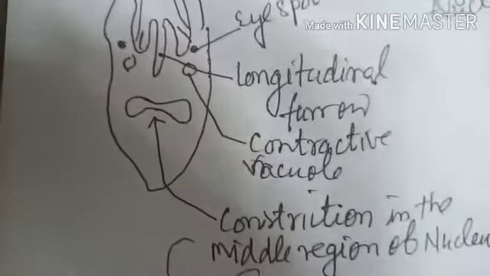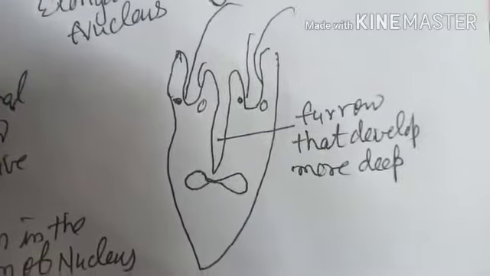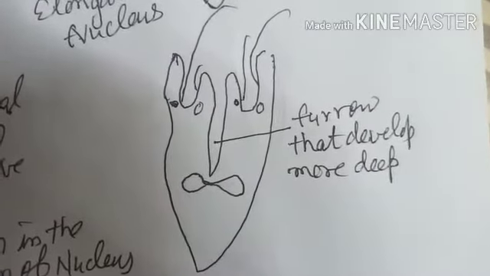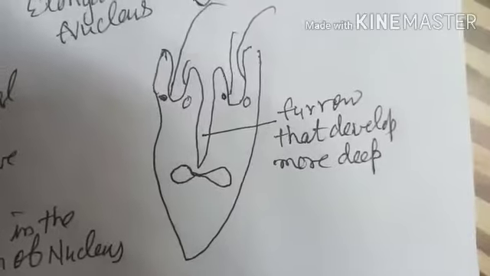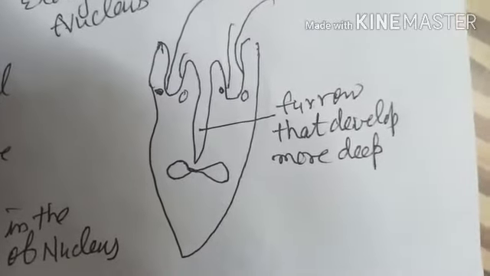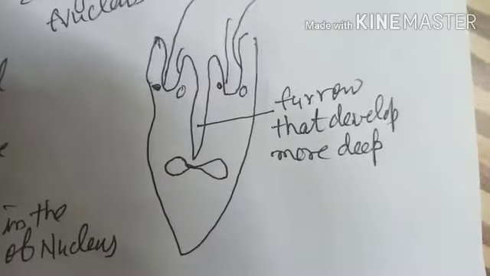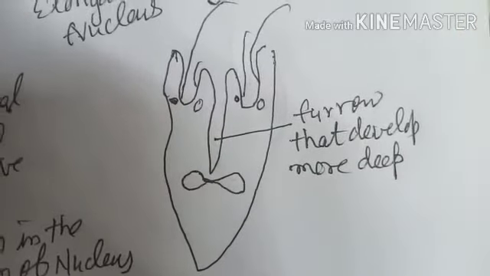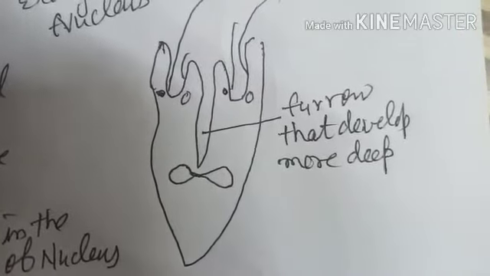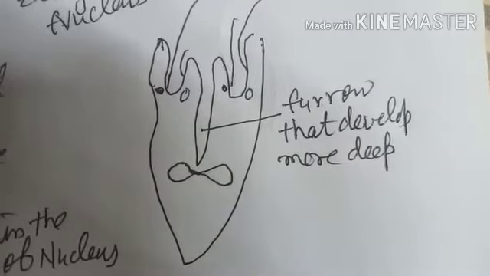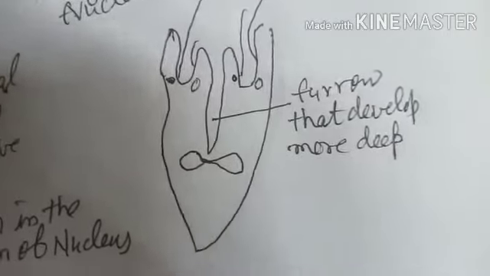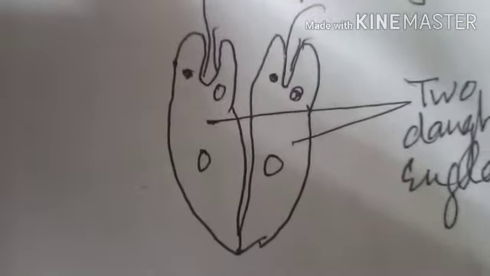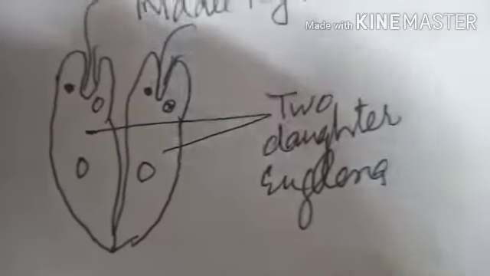and a constriction develops in the middle region of the nucleus, and the furrow that develops gradually moves into a deeper area. The nucleus finally gets divided into two parts by developing a deep constriction in the middle region, and ultimately cytokinesis is completed and Euglena is divided into two daughter Euglena.